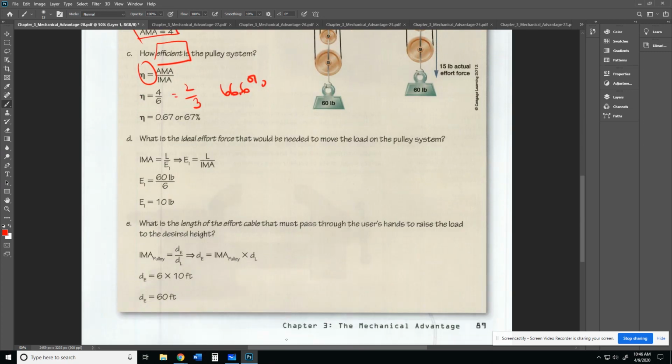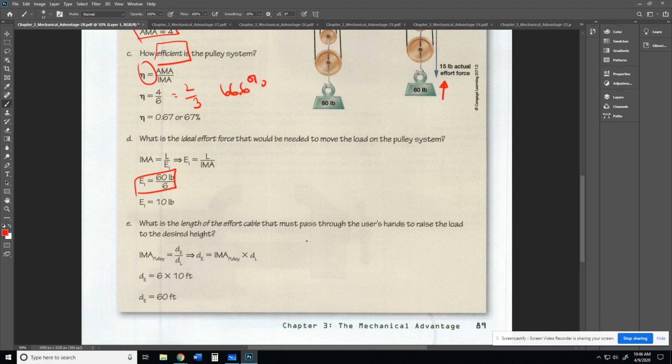Now, let's continue on. What is the ideal effort force that would be needed to move the load on the pulley system? Well, ideally, if the ideal mechanical advantage is 6, and this thing weighs 60, when you divide 60 by 6, it equals 10 pounds. But that was ideal. The actual, they give it to us, and it's 15. This is not 100% efficient. It is only 66% efficiency, and that kind of makes sense, right?